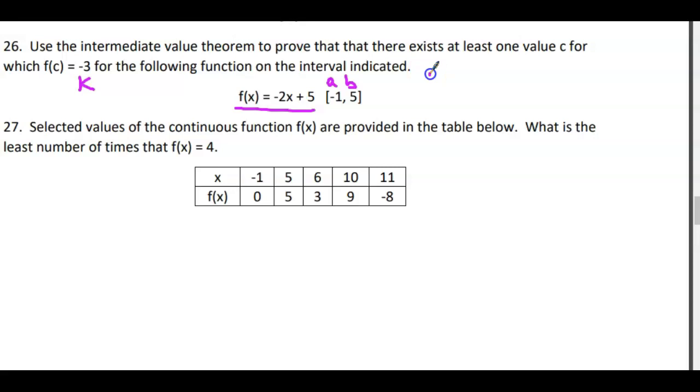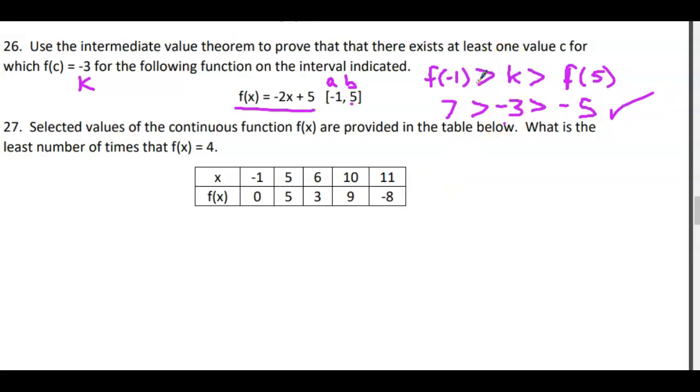And then we're supposed to find out what f of -1 is, and we're supposed to find out what f of 5 is. So we're going to plug in -1, and we're going to get 7. We're going to plug in 5, and we're going to get -10 plus 5 is -5. And we would just want to make sure that -3 is in fact in between there. -3 is greater than -5 and it's less than 7. So that's the other requirement, is that our k value has to be in between those things.